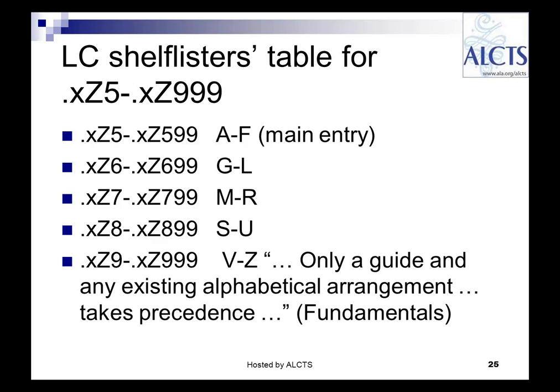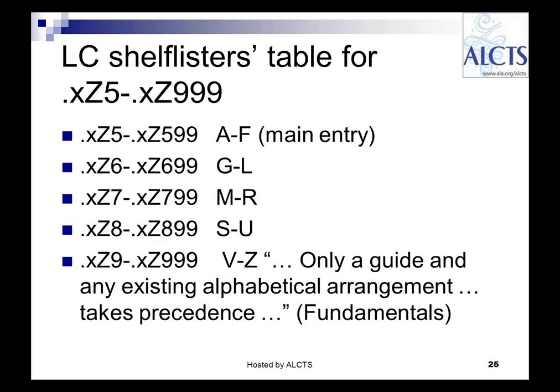The cutter number Z5 through Z999 is confusing until you understand what's happening. That second cutter represents the main entry, usually a personal name, for a critic who is writing about your particular author.